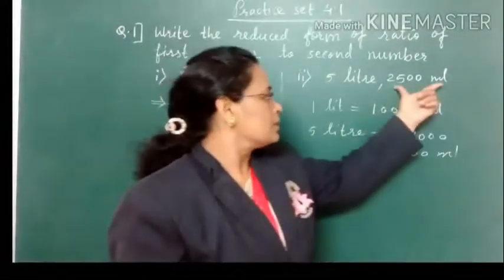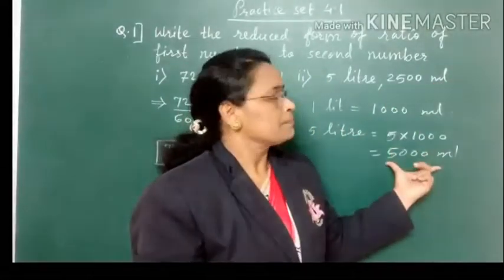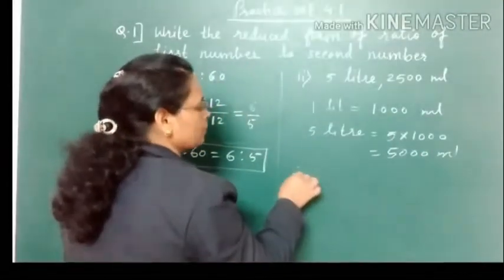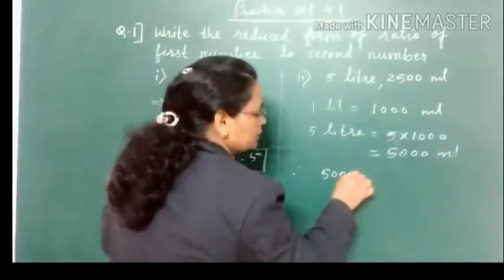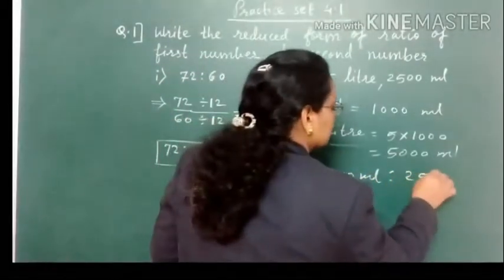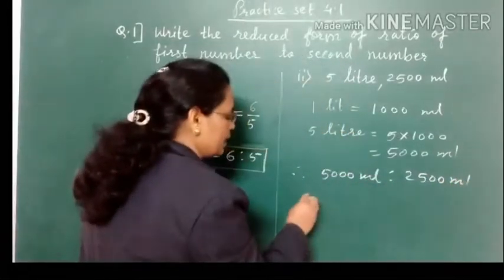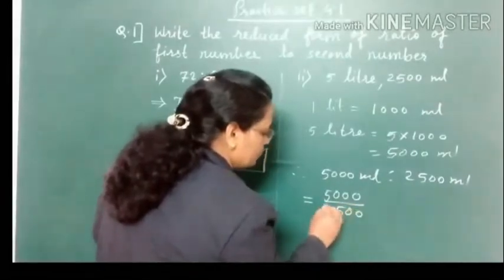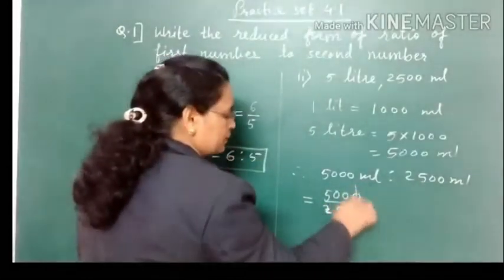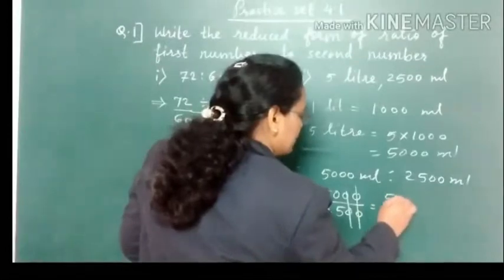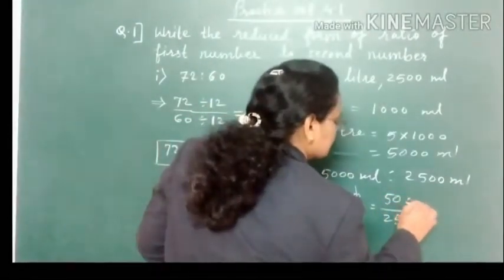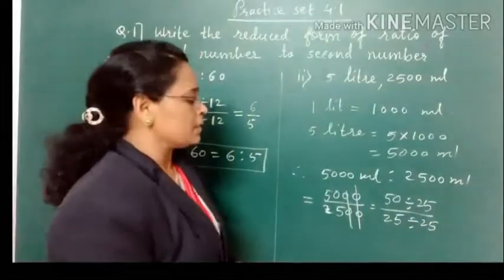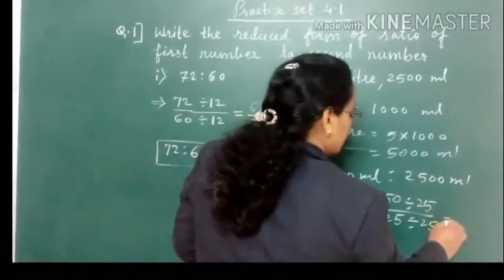Now both the first and second quantities have the same unit. So let's take the ratio of them. Therefore 5000 milliliter to 2500 milliliter. That ratio we have to write. So let's write here 5000 upon 2500. Let's cancel the 0s. Now 50 and 25 both are divisible by 25. So let's divide 50 and 25 by 25 itself.